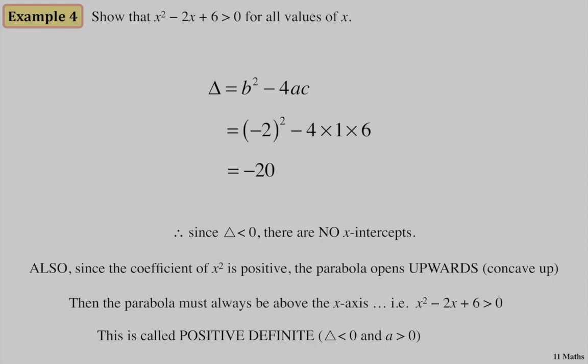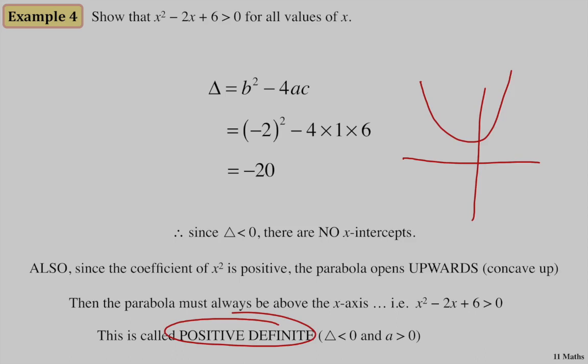It's also the case because it opens upwards, so this is my rough sketch, I have no idea where it is, but it opens upwards and it doesn't come in contact with the x-axis. It's called positive definite.